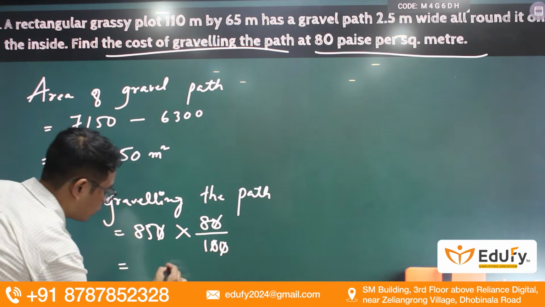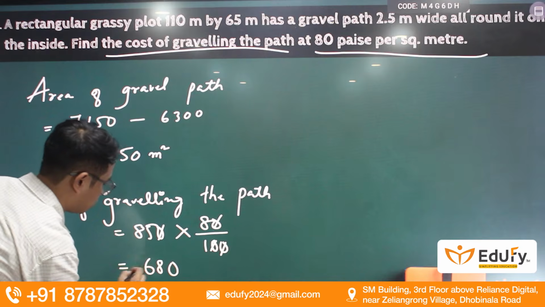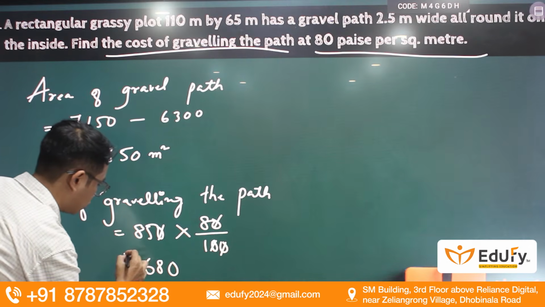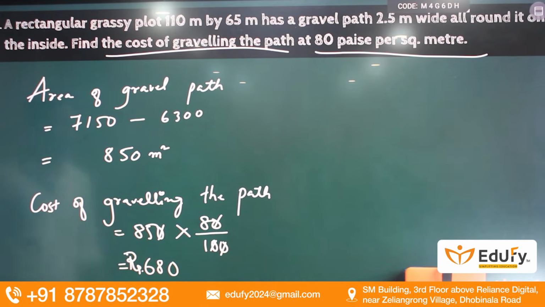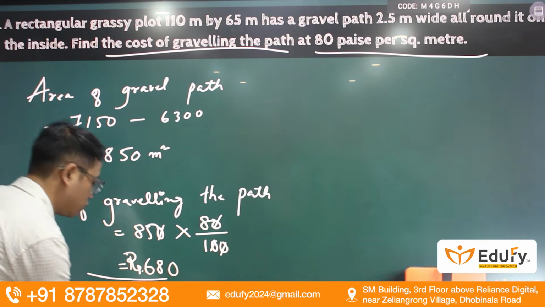Okay, so this one is for 68. So your total cost is 680 rupees. So the cost of graveling the path is 680 rupees. So this is your answer.